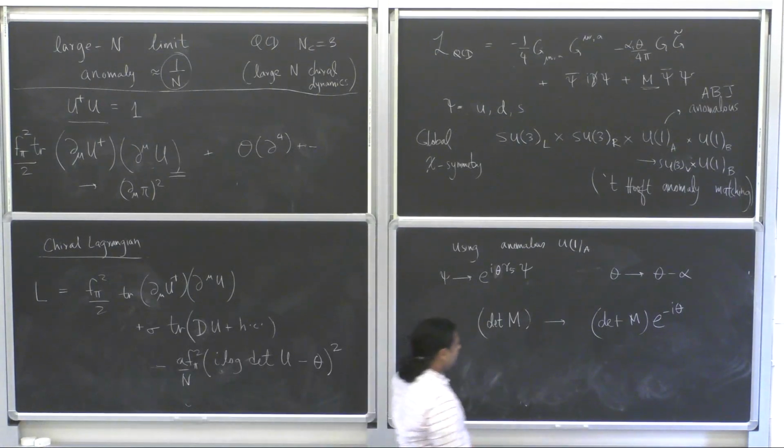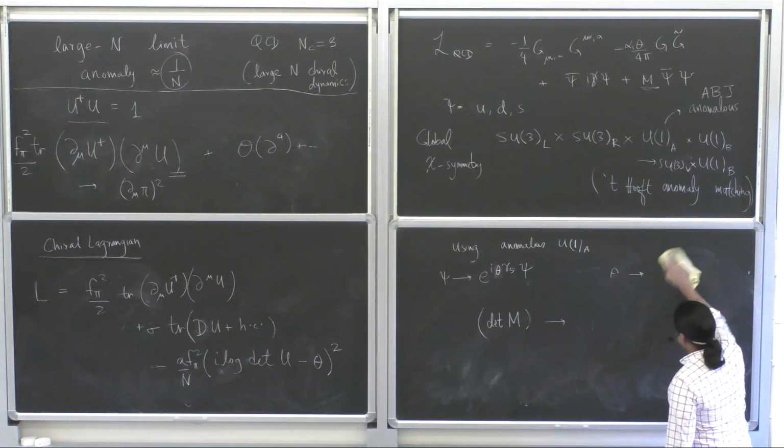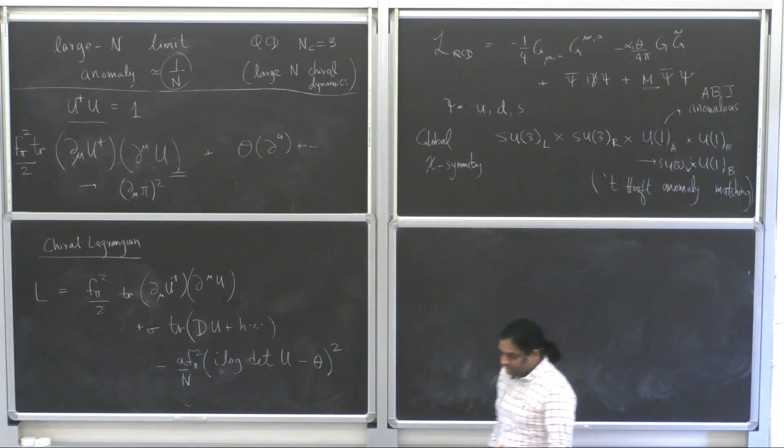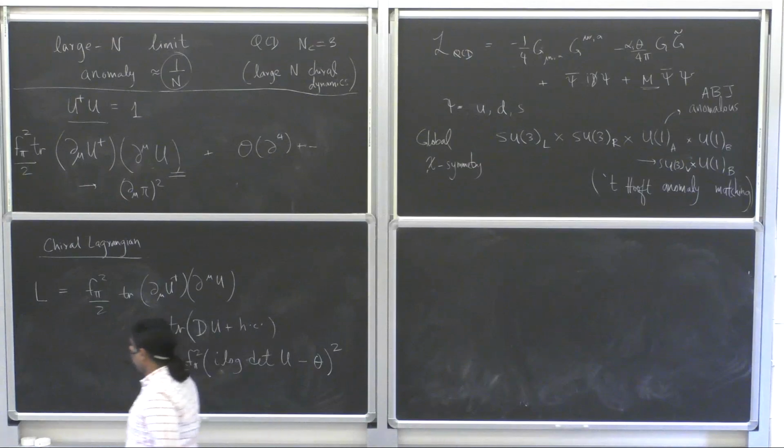The logic is just that whenever you have light fermions, the theta angle interacts with the phase of the light fermions, and so you can just use that to calculate the low energy dynamics of this theory.